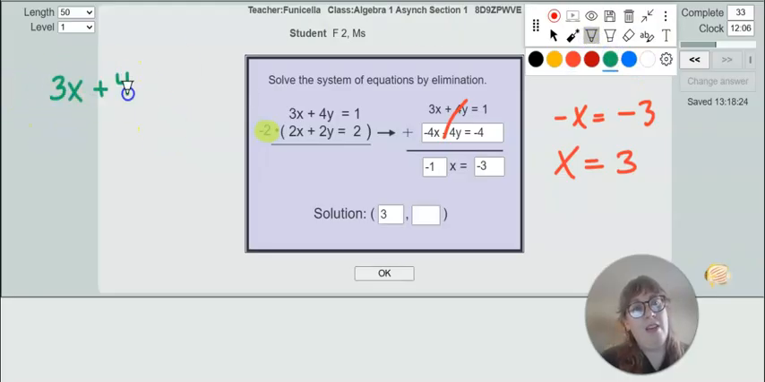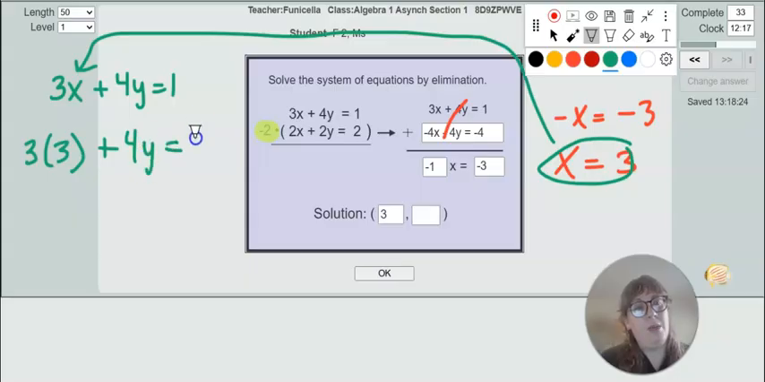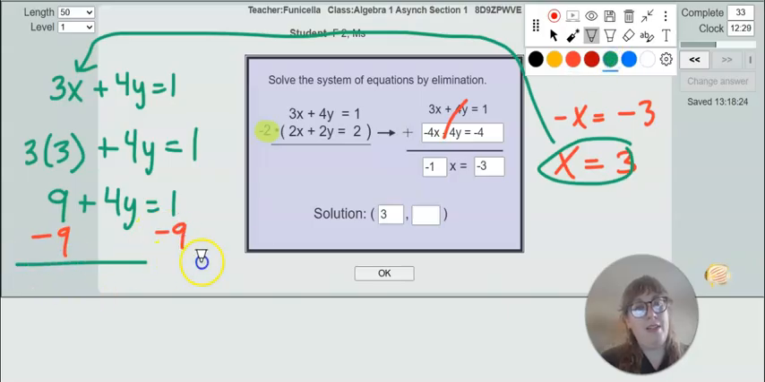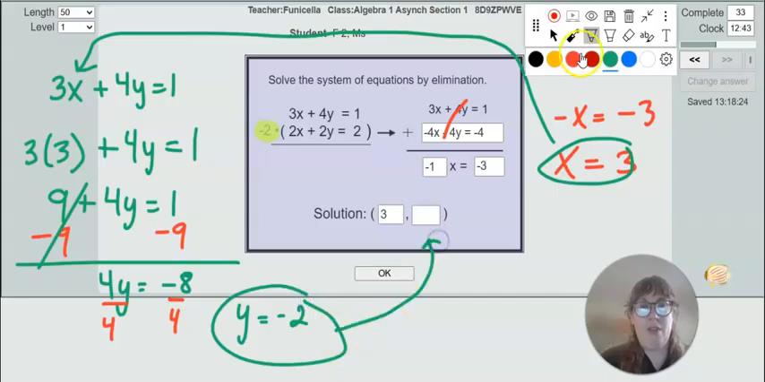And if we plug that 3 in for x, right here, we'll get 3 times 3 plus 4y equals 1. 3 times 3 is 9 plus 4y equals 1. I'm going to subtract 9 on both sides, and we get 4y equals a negative 8. And then I'll divide both sides by 4, and that gets us a y value of negative 2. Beautiful.